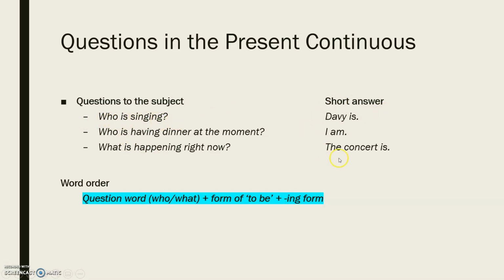Short answer here: you refer to the name, the subject, or if it's clear who you're talking about, you can also use a personal pronoun. So a name or a personal pronoun. Or, of course, it can be an object, a thing, an event. And then, again, there's just the correct form of to be. For instance, Davy is, I am, the concert is. Okay, so that's that for questions in the present continuous.